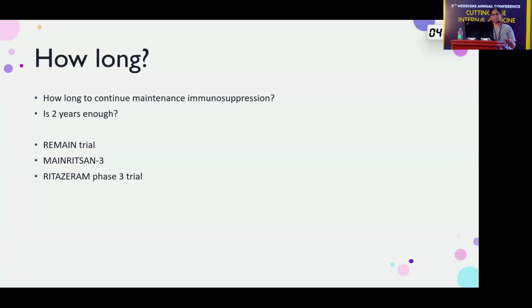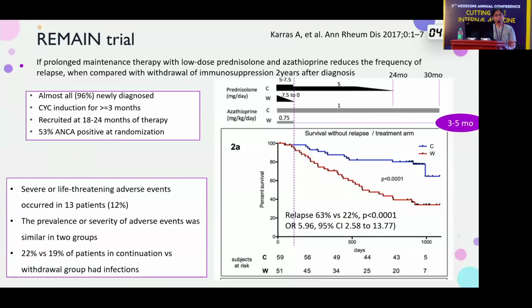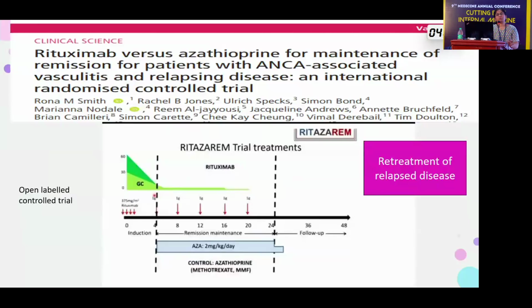Is 2 years enough? This was answered by 3 trials: the MAINRITSAN 3 trial, and the REM phase 3 trial. My apologies, I cannot discuss this in detail, but I'll give you a snapshot of the Ritazaram trial, which is the latest trial, wherein patients who had relapsed on their induction agent were induced with rituximab and then followed by 4 monthly rituximab infusions.